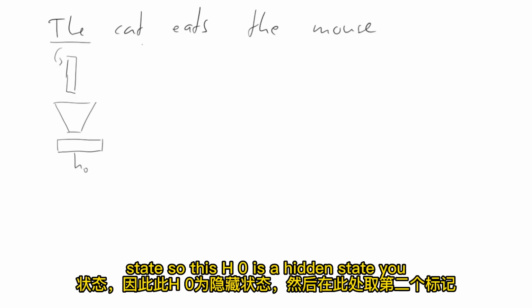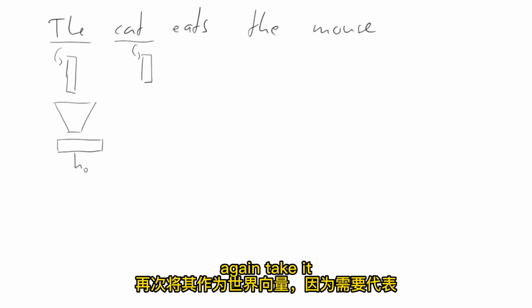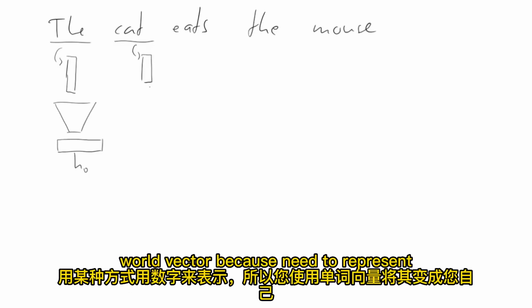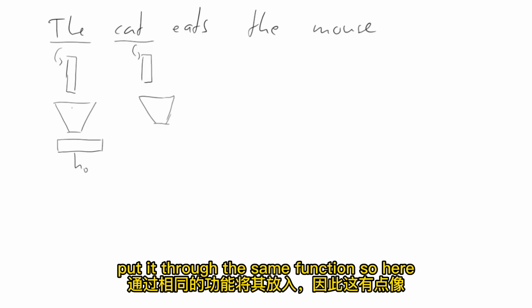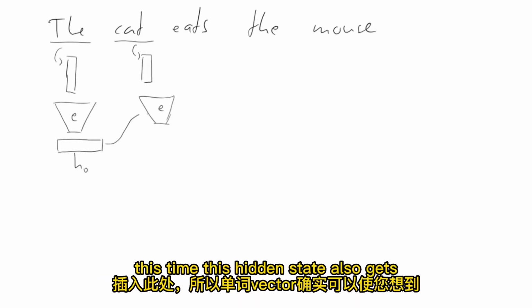You then take the second token, here "cat." You again take its word vector, because you need to represent it with numbers somehow. So you use word vectors for that. You put it through the same function. So here is what's like a little e for encoder. You put it through the same function, but this time this hidden state also gets plugged in here. So the word vector and the hidden state.